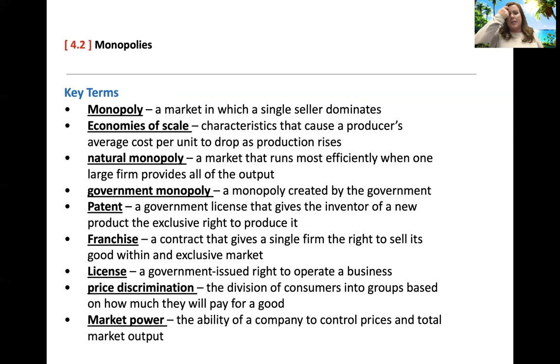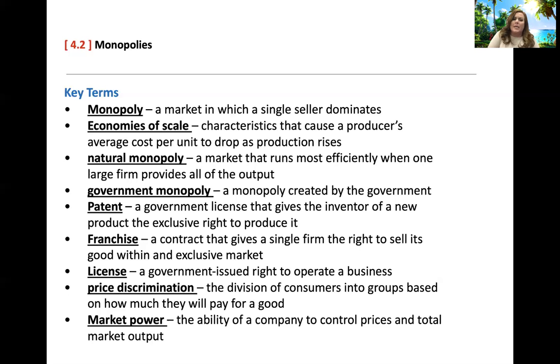Now, a natural monopoly is a market that runs most efficiently when one large firm provides all of the output. We can correlate this back to market failures when we were talking about the free market and how things as a private good in the market fail, like our bridge scenario. But as a public good, it works. And when I think of natural monopolies, I think of the electric company. Again, those were market failures. Water company, natural gas, definitely those. And they can also be a government monopoly.